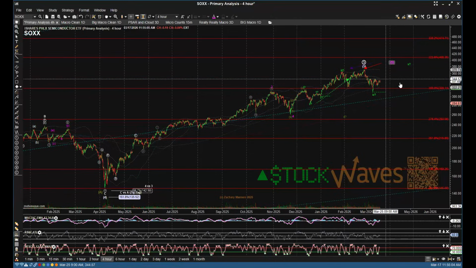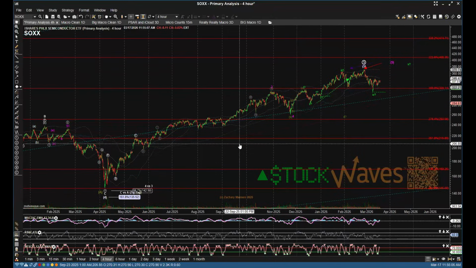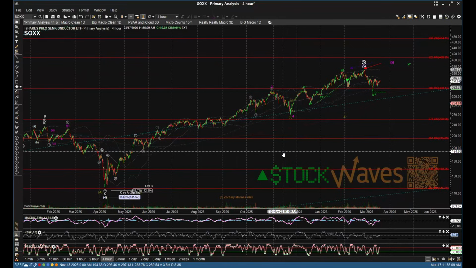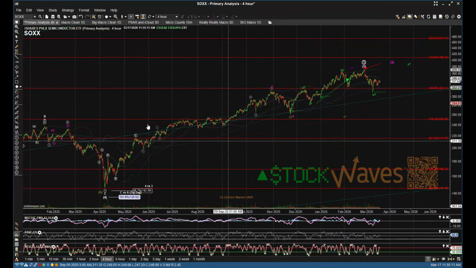I think this is very much a sector where you really have to look at each chart on its own more so than as a whole.